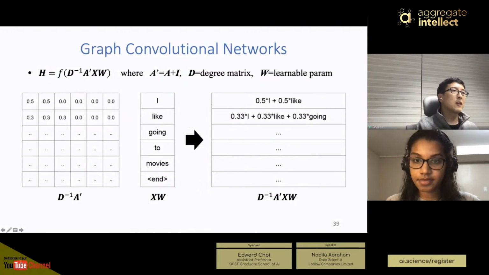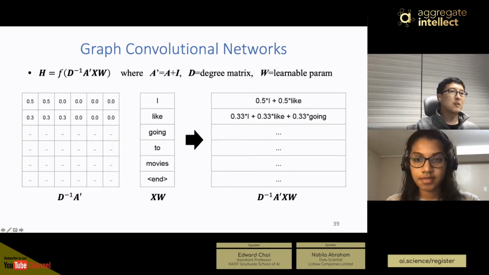Knowing that, if you move to graph convolutions, the new set of node embeddings is basically a nonlinear function of D inverse A prime XW. A prime being the adjacency matrix plus the identity matrix, D being the degree matrix. If you take this part, D inverse A prime, this is a normalized adjacency matrix. Or can you say that this is a normalized attention map? XW is the node embedding.